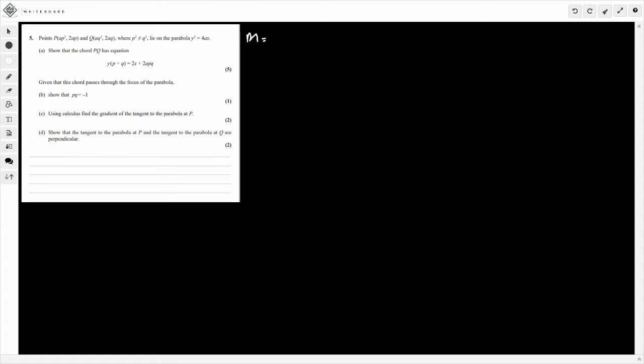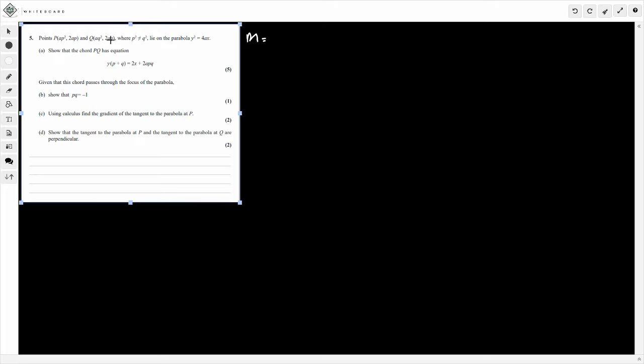So moving on to question 5 from the FP1 June 2016 paper. This question is about parabolas, and for part A we're asked to show that the chord PQ has the equation presented here. So how do we begin with this question first? Well, we're going to need the gradient. So m here, how do we get that gradient?